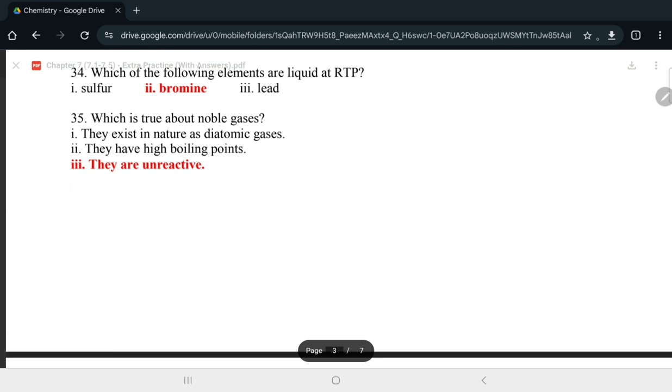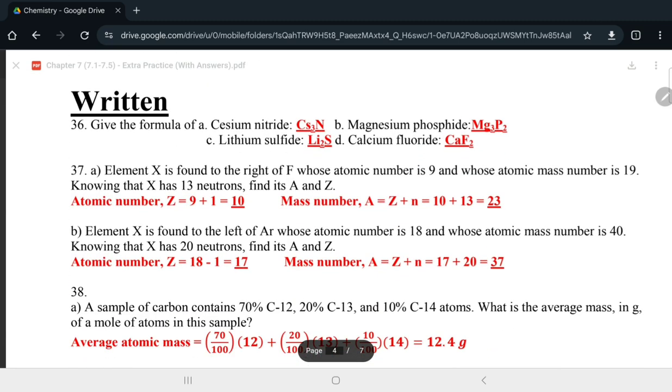Which of the following is true about noble gases? They don't have a relatively high boiling point. They exist as diatomic is wrong. They exist as monoatomic. They don't mix with each other, and they are unreactive, meaning that they are stable.